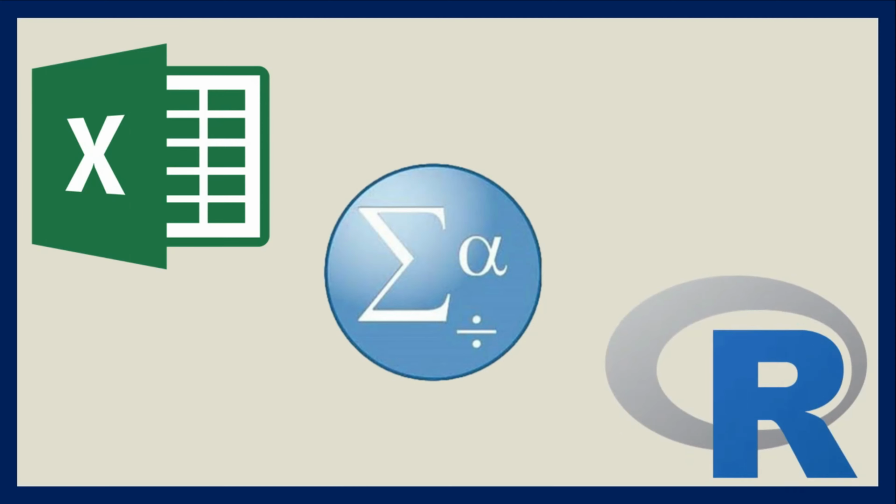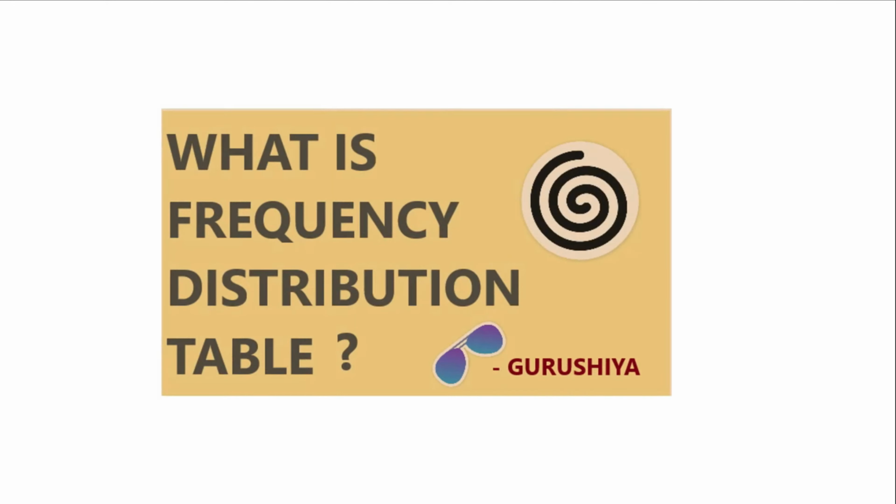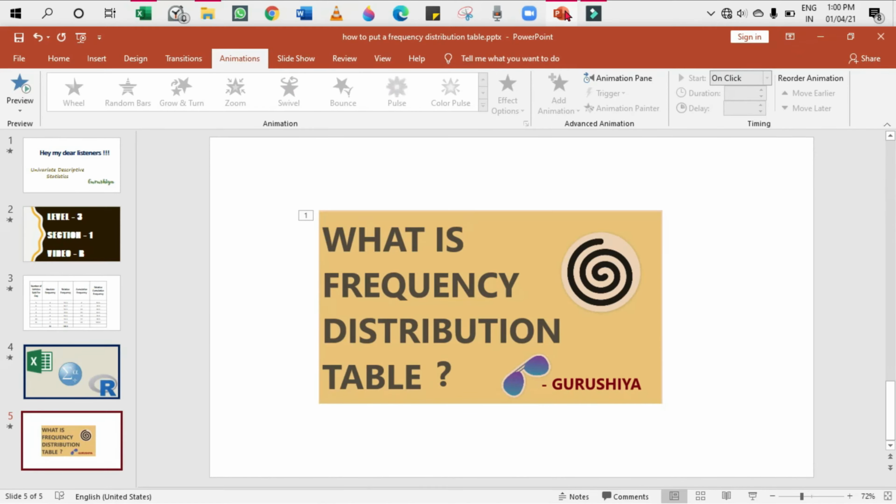Right now we are in level 3 section 1 video B, and in this video I'll be telling you how to put a frequency distribution table in Excel, SPSS and R. In the last video, that is level 1 section 1 video A, I explained what frequency is, what a frequency distribution table is, what the absolute, relative, cumulative and relative cumulative frequencies are, and their uses too. So in this video we will directly construct the frequency distribution table using Excel, SPSS and R. Okay, let's dive into the topic.